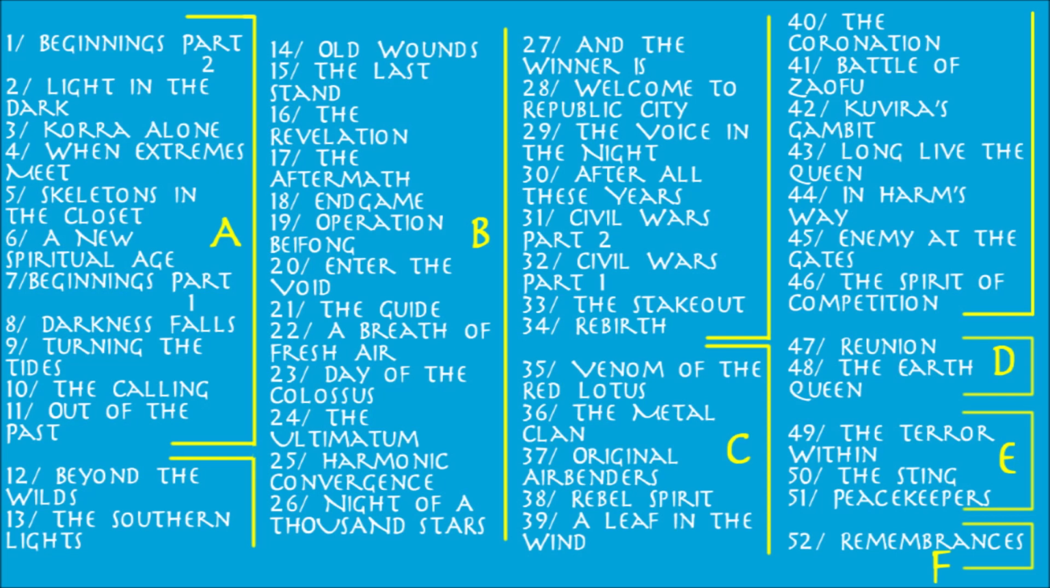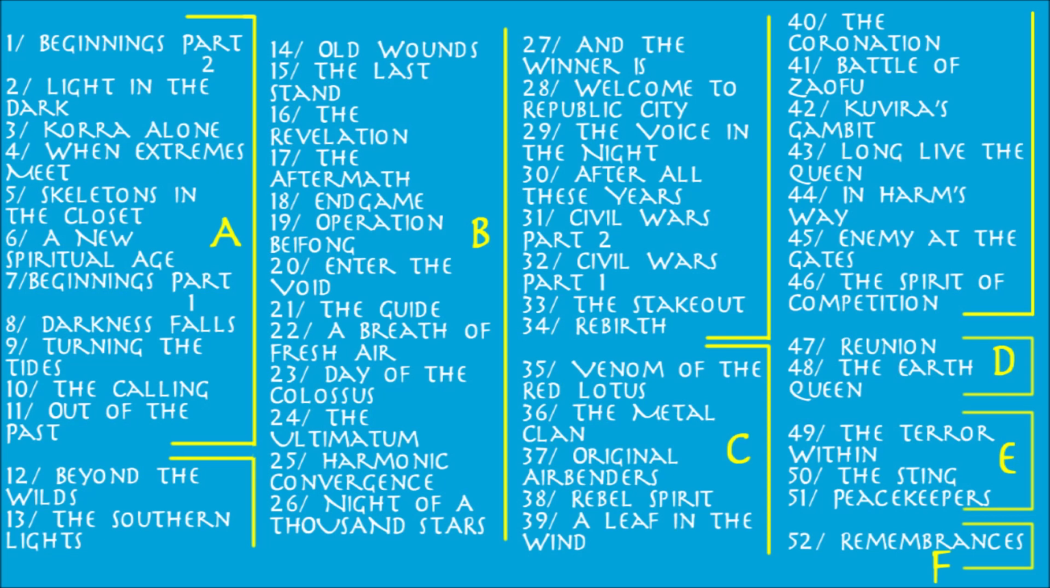Operation Beifong's here, Enter the Void, The Guide, A Breath of Fresh Air, Day of the Colossus. There's a lot of really good stuff in here, but you can see that some of these episodes have a few little bits and pieces where they perhaps don't do enough to get into the A tier. They're missing that amazing moment that makes them worthy of being in the excellent tier. And again, I rate a lot of these episodes very, very closely together.